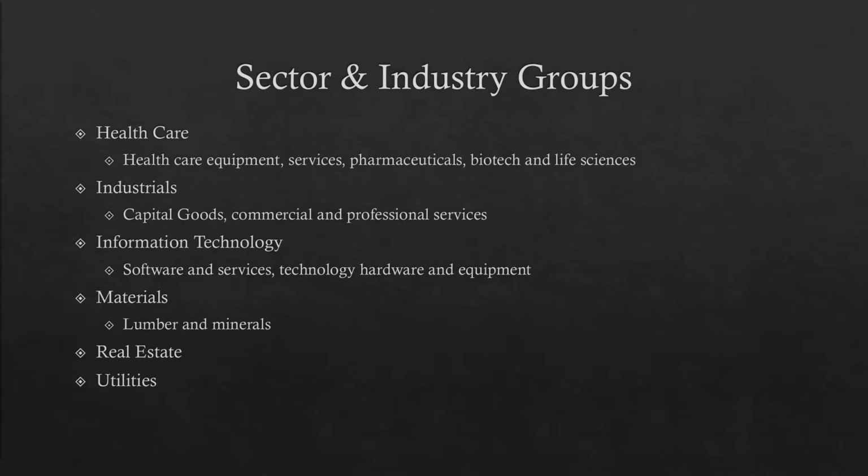Some other sector and industry groups include healthcare. So this would just be healthcare equipment, some services, pharmaceuticals, biotech, and life sciences. We also have industrials. This is capital goods, commercial, and professional services. Information technology consists of software and services, technology, hardware, and equipment. So obviously you can think of some big tech companies like Apple, like IBM, companies like that.